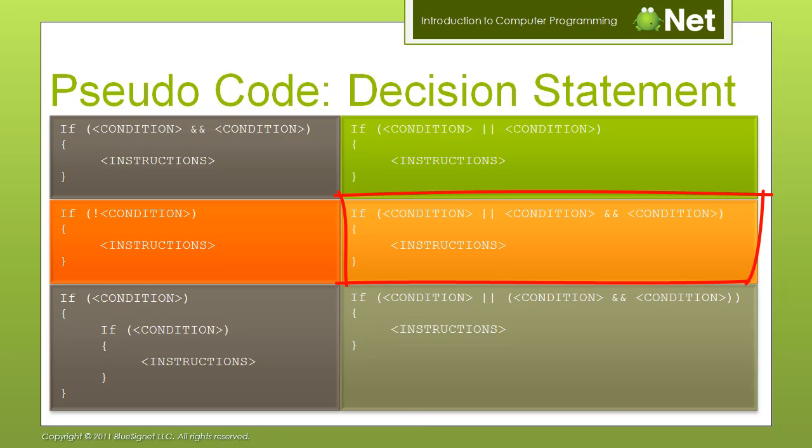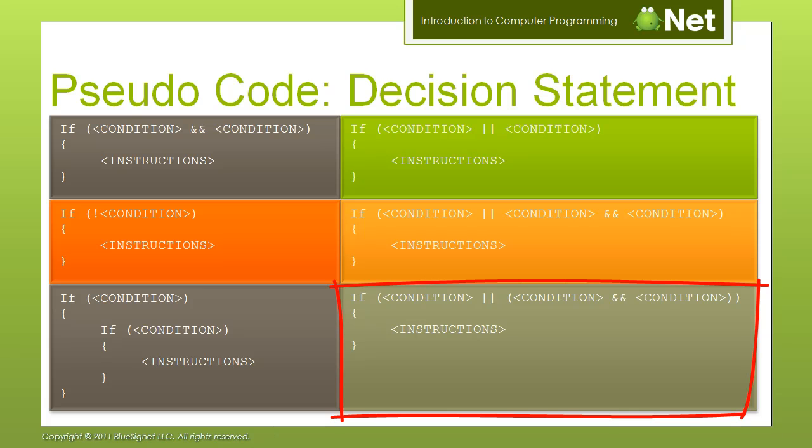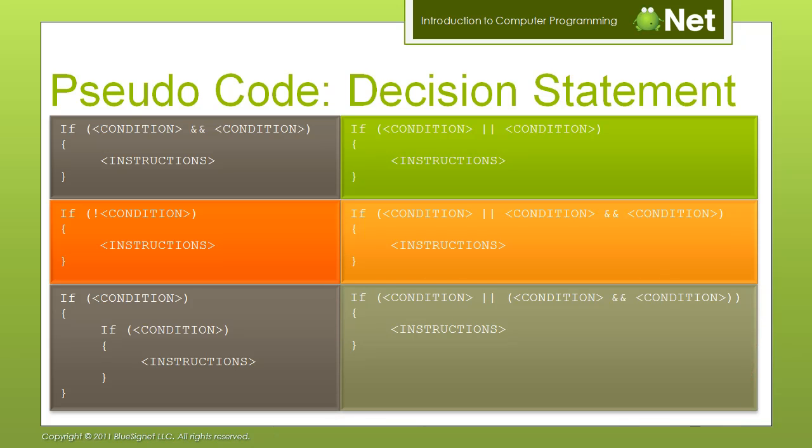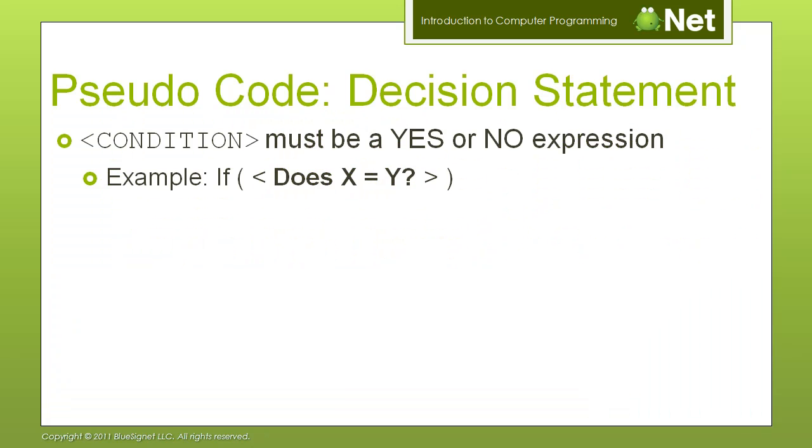Now in the bottom right with the parentheses, we do it in order of operations. So if this condition and that condition, or separately from the result of that, this other condition, then do these instructions. Now this is where practicing your basic logic will help, because when you're developing code, you need to define very strictly the types of conditions that need to be met in order for your program to flow properly. And when designing these conditions, keep in mind that condition statements or expressions must be a yes or no type expression, or true and false. So an example of this would be, does X equal Y?